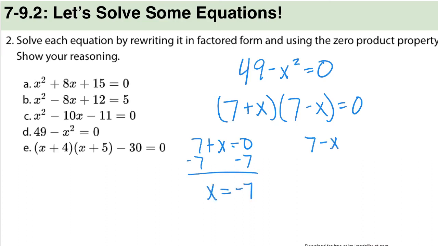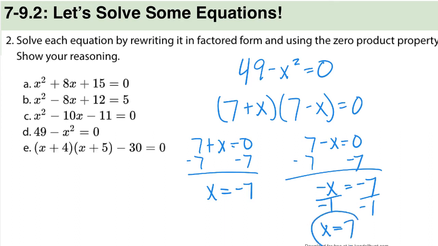And then I'm going to write this one down, and I'm going to subtract 7 from both sides. I get -x equals -7. There's the one thing that some people might miss, is that -x. Divide both sides by -1. I get x to be 7. So my solutions are x equals -7 and x equals 7.